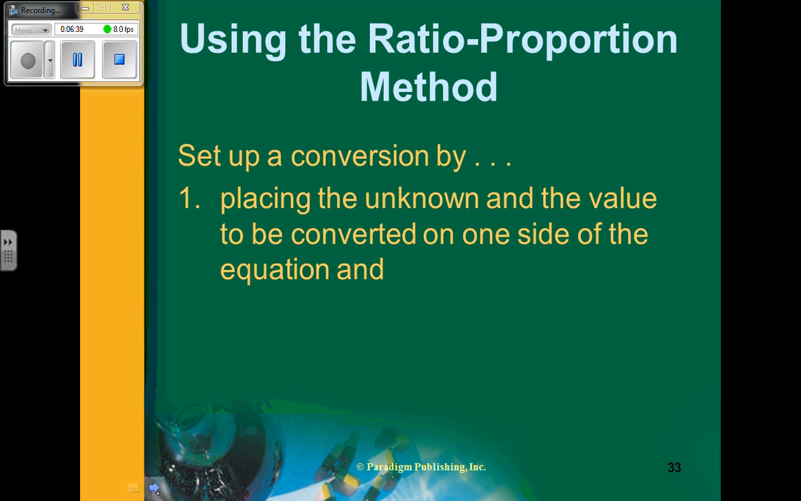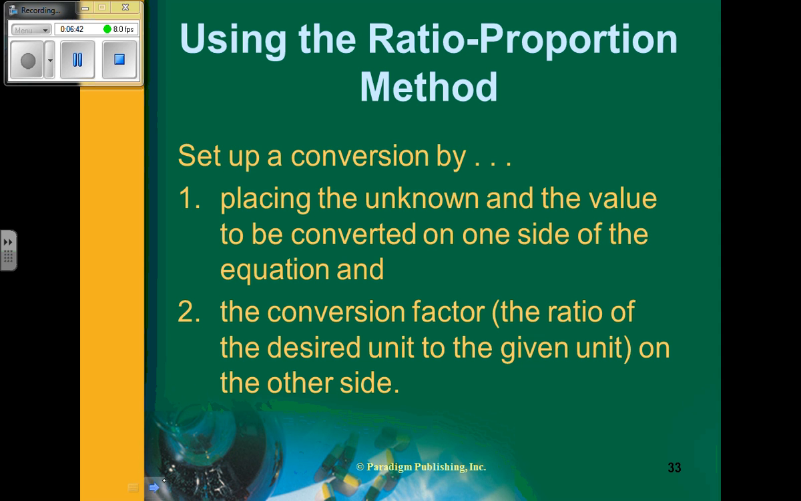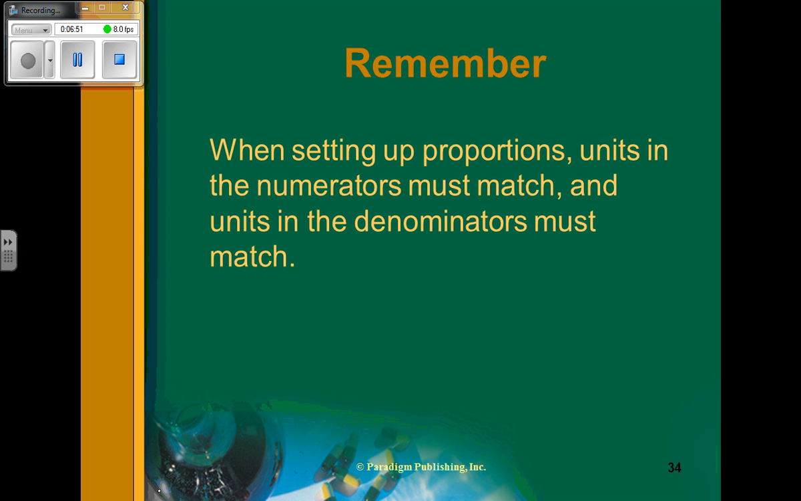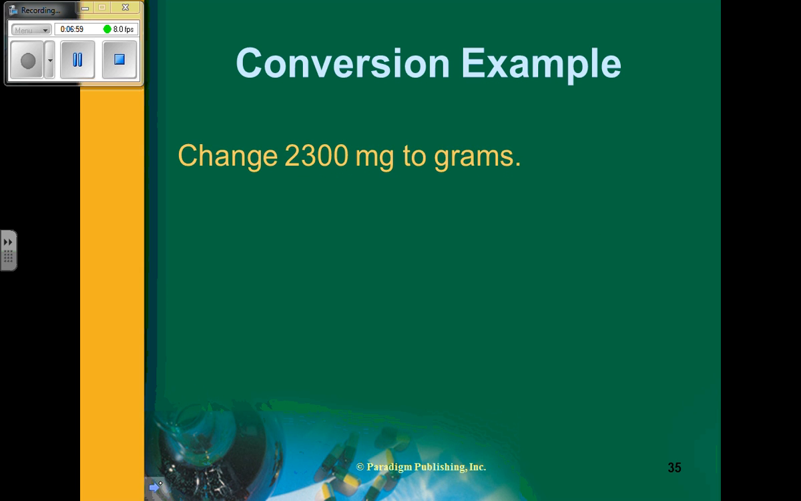Okay, next is to set up the ratio proportion. So you just place the unknown and the value to be converted on one side of the equation, and the conversion factor and the ratio of desired unit to the given unit on the other side. Just remember that the units in the numerators must match, and the units in the denominators must match. So if you want to change 2,300 milligrams to grams, you would have X grams, and you know you have 2,300 milligrams. So that's your known. You need to find X grams, and you want to change that 2,300 milligrams to X grams.